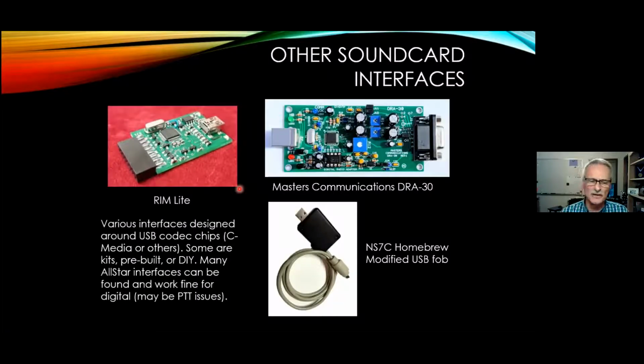Now let's talk a little bit about interfaces that you can get that are already made. A few weeks ago, Kevin was on from Masters Communications. Here's one of his boards, the DRA30, which does all of this. The rim light has been talked about in the past as well. This plugs right into the back of a transceiver. They have a couple different models that have the appropriate connector for whatever the transceiver is, so it just plugs right into the back of the transceiver.